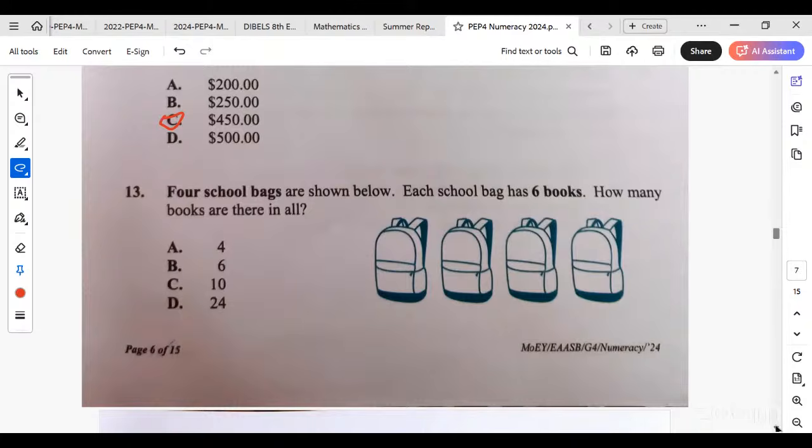So 4 times 6, that's 24. Or you could have added 6 plus 6 plus 6 plus 6. That also gives you 24. The correct answer for 13 is D, 24.